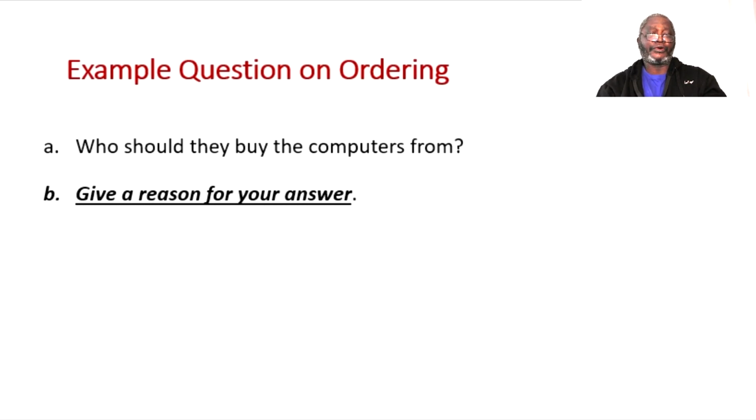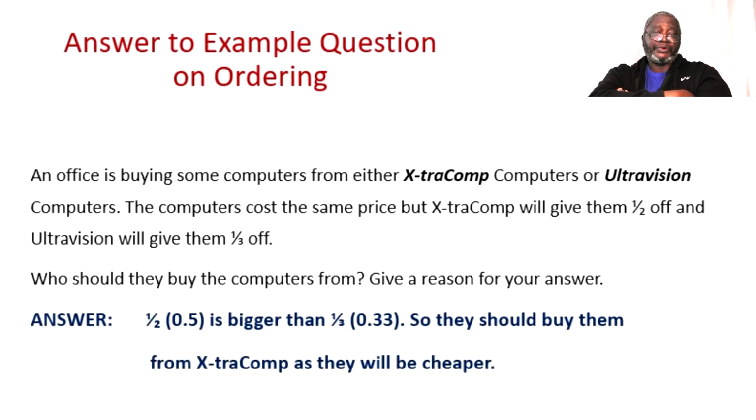Example questions on ordering. Answer to the example questions on ordering. An office is buying some computers from either Extracom computers or Ultravision computers. The computers cost the same price, but Extracom will give them half off and Ultravision will give them a third off. That is 1/3. Who should they buy the computers from? Give a reason for your answer. Half is 0.5, which is bigger than 1/3, which is 0.33. So they should buy from Extracom as they will be cheaper.